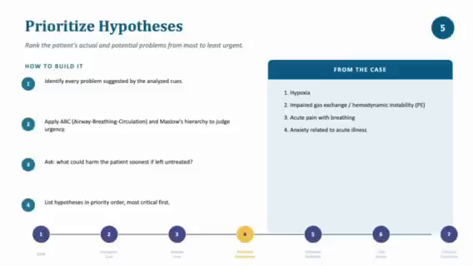Next is prioritize hypotheses, where I rank the patient's problems from most to least urgent. I use the ABC framework: airway, breathing, circulation, along with Maslow's hierarchy to decide what could hurt the patient soonest if it's not addressed. For this patient, hypoxia came first because it's immediately life-threatening, followed by the gas exchange and hemodynamic instability from the clot itself, then pain, then anxiety.